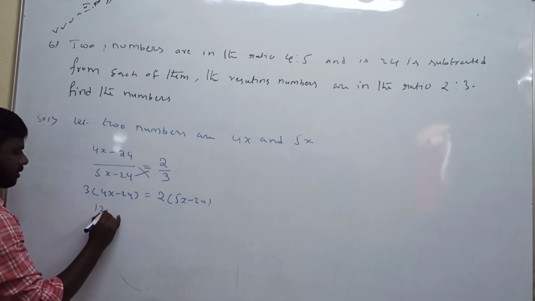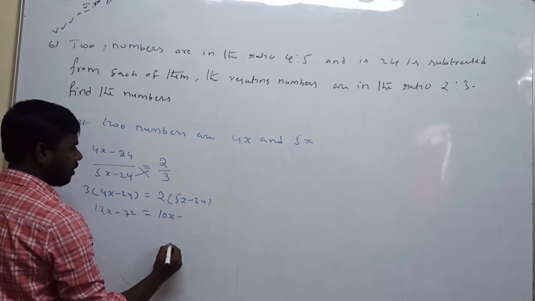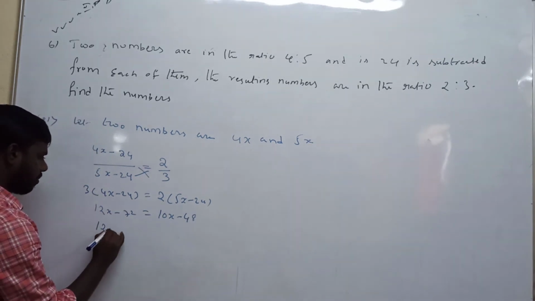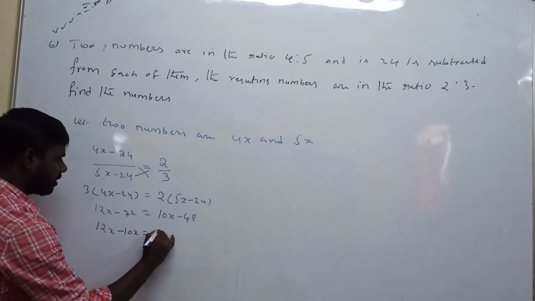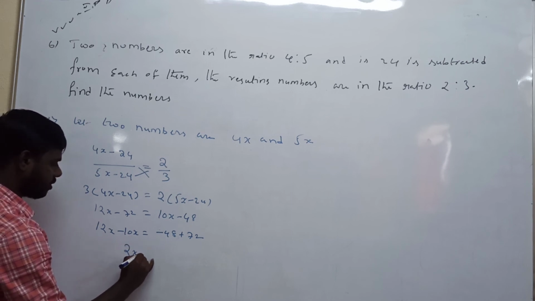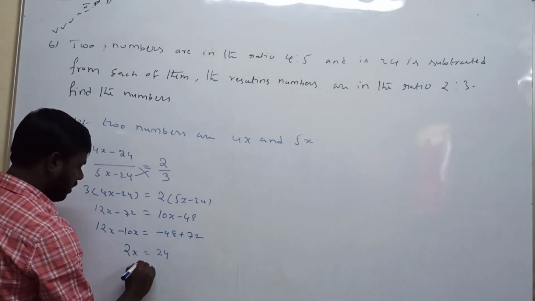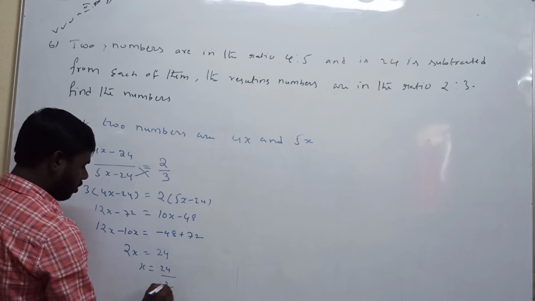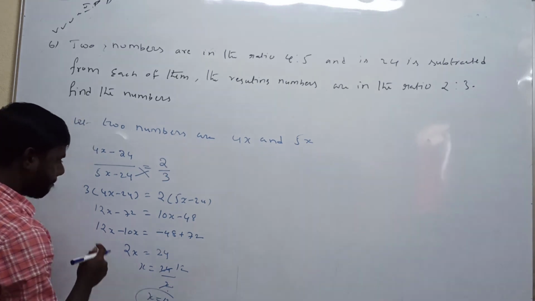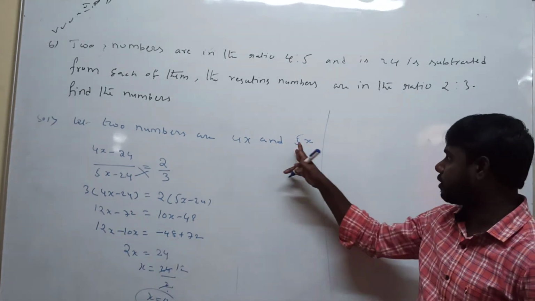Simplify: 3 into 4x is 12x, 3 into 24 is 72, equal to 10x minus 2 into 24 is 48. Take x terms to one side and constants to the other side. 12x minus 10x on this side, and minus 48 becomes plus 72 on the other side. So now 12x minus 10x is 2x, equals 72 minus 48, which is 24. So x is equal to 24 by 2, which is 12. X is 12. What are your other two numbers? They are 4x and 5x.